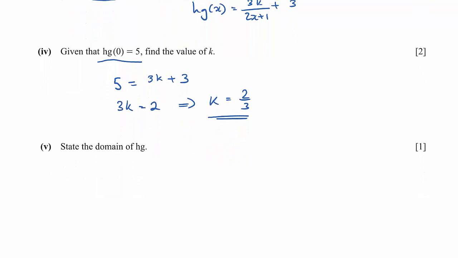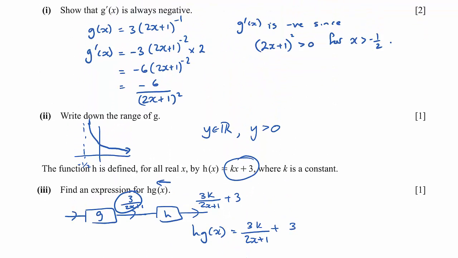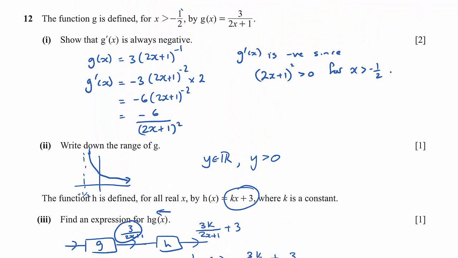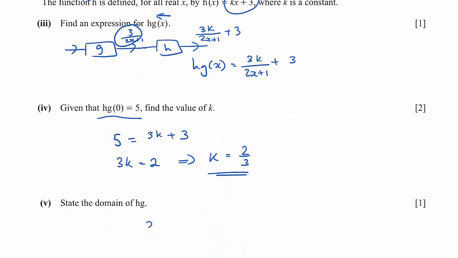Finally, we want to state the domain of h of g. And essentially, that's really only determined by g. This is a linear function, and so it has no problem with input. So it's going to be determined entirely by g. And so we're going to say that x is a real, and x is greater than negative a half.